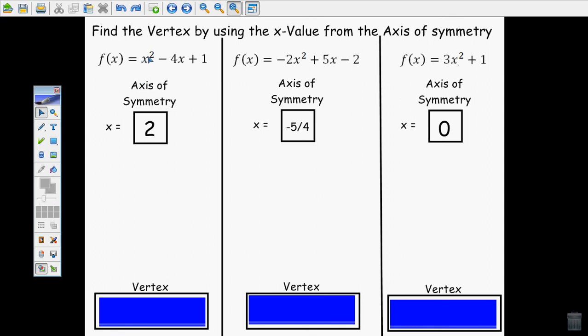2 squared would be 4, minus 4 times 2 would be 4 minus 8. 4 minus 8 is a negative 4, and a negative 4 plus 1 would be a negative 3. So I think y will equal negative 3 if I calculate it correctly. And once I write this down, I'm going to go back and look at it again. 2 squared would be 4. 4 minus 8 was negative 4, and negative 4 plus 1 was negative 3. So let's put it here and see if that works.